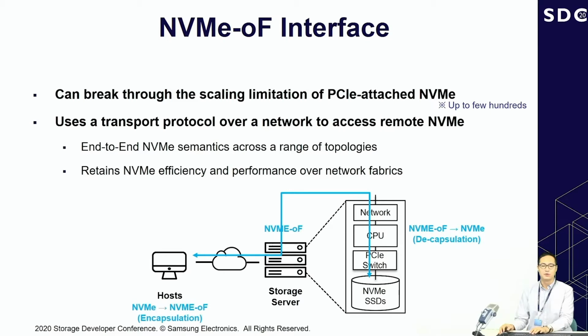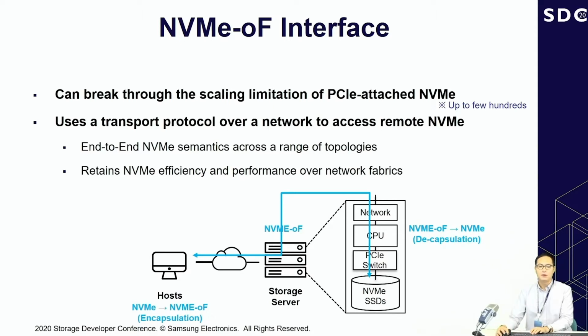Firstly, I'd like to introduce the Embedded Fabric Interface briefly. Embedded Fabric Interface has emerged to break through the scalability limitations of PCI-attached NVMe, which is limited to scaling only a few hundreds of drives. To overcome this limitation, Embedded Fabric uses a transport protocol over the network to access remote NVMe drives. Through encapsulation and decapsulation, Embedded Fabric can maintain end-to-end NVMe semantics across a range of topologies.